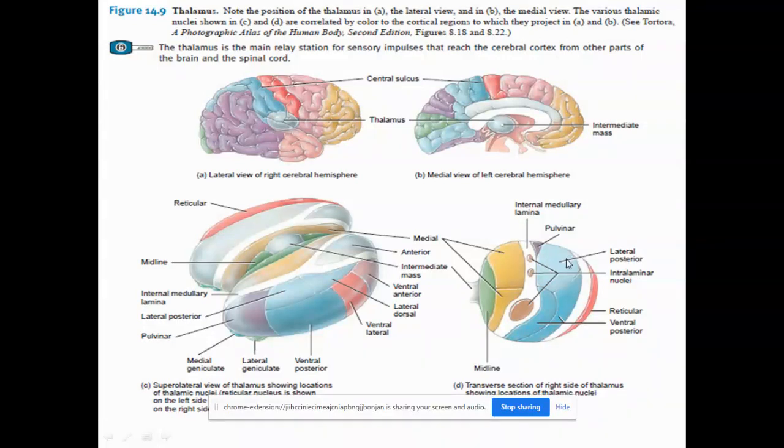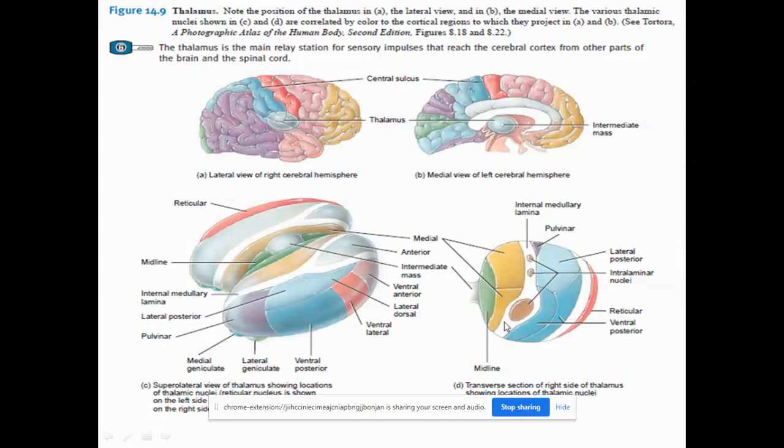And these regions are called the lateral posterior. This is the ventral posterior. This is the pulvinar. And this is the reticular. Here also you can see the reticular. This is the medial, which is present internally, while the others are present externally. The medial is shown here and this is the anterior. This is the lateral posterior.